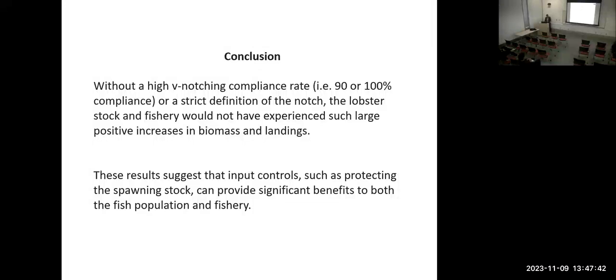So the conclusion is that without a high V-notching compliance rate, the lobster stock probably would not have experienced such a large positive increase over time in both landings and biomass, right? So that is really important. That is a conservation measure that actually protects the spawning stock biomass and also benefits the lobster industry.